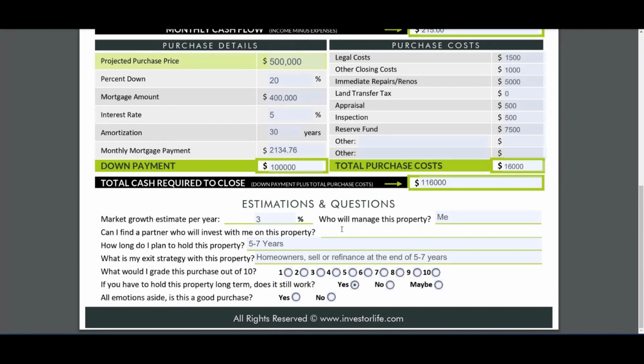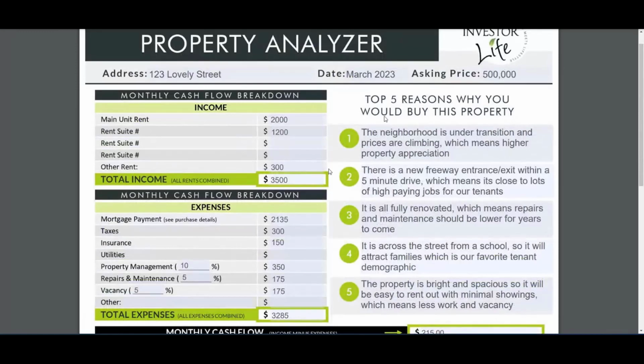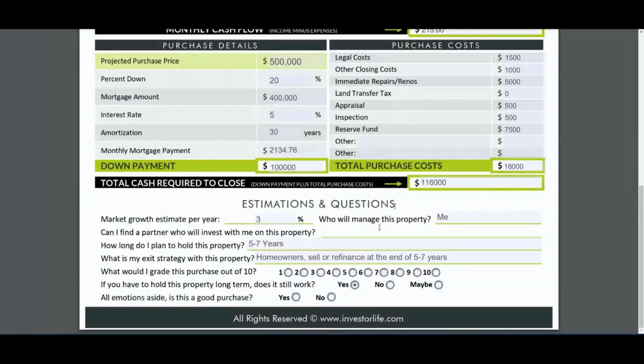Well, yeah, I think I will be able to, because one, it cash flows. Two, I have 5 solid reasons up here why I would buy this property. I think I'd be able to convince somebody to partner with me. So I would say, yes, I do think that I'm going to be able to do that. And so in this case, I'm going to fill that out and I'm going to put, yes, I can find a partner to invest with me on this property. I'm fairly confident. Why? Because I have good reasons as to why I'm going to be buying it. I'm in a market that's going up in value. We are cash flowing, even with a higher interest rate. These are all reasons why I think I could find a partner.